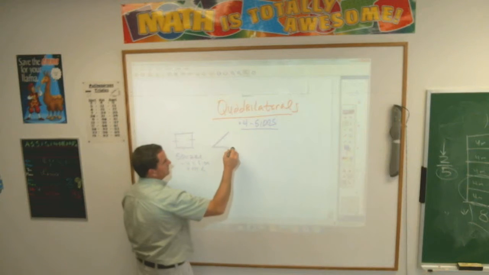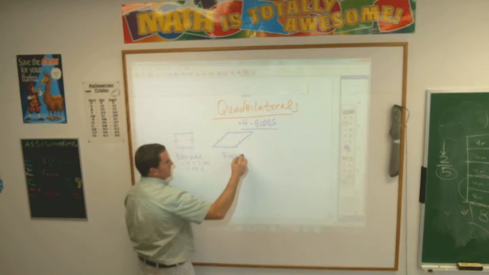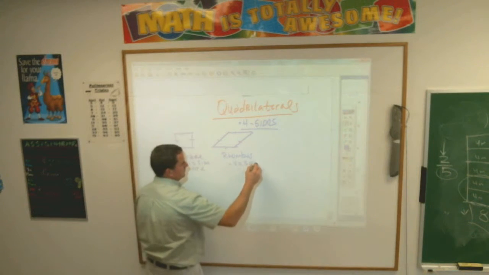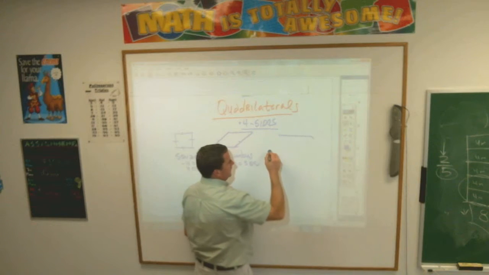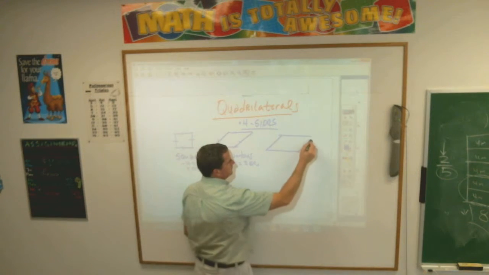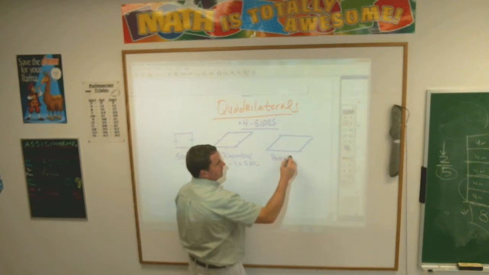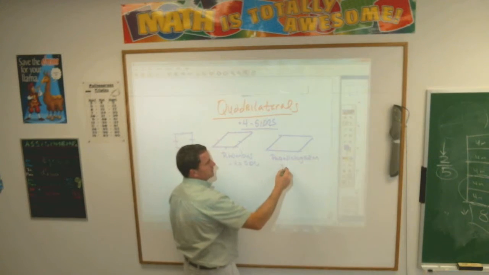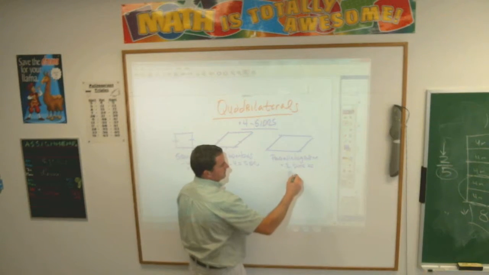Well, this thing here just has four equal sides, but not four right angles. That is called a rhombus. We have this thing here, which is a parallelogram. And it just has two sets of parallel lines.